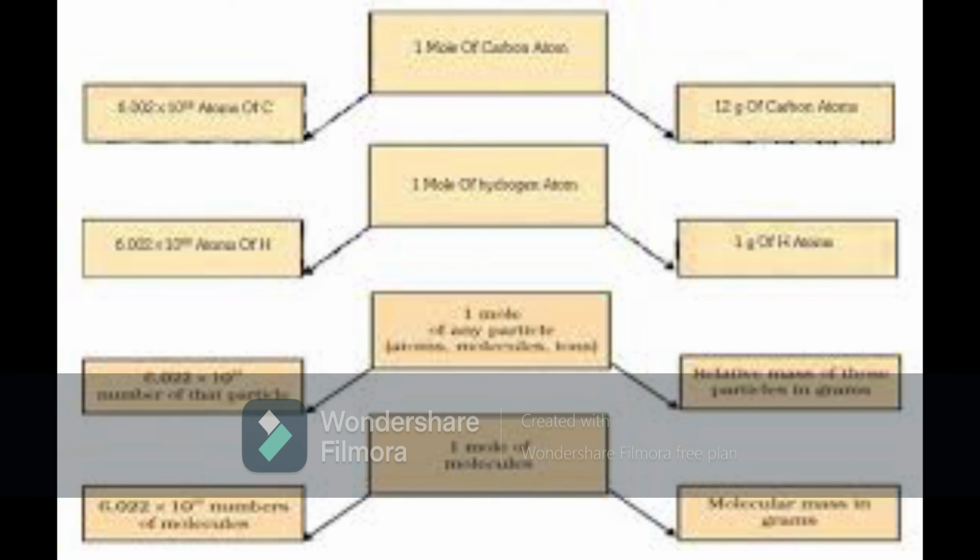See page number 43 for well understanding, children. 1 mole of hydrogen. 1 hydrogen has its atomic mass as 1 gram. So 1 gram of hydrogen in 1 mole is calculated as its Avogadro number, that is 6.022 into 10 to the power of 23 atoms. Next we have 1 mole of any particles, maybe atoms, maybe molecules, maybe ions. The relative mass of these particles in grams is also calculated by Avogadro number, that is 6.022 into 10 to the power of 23.